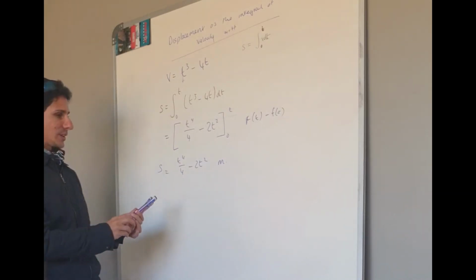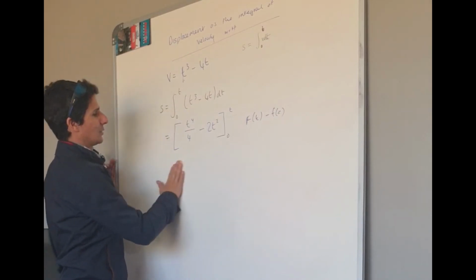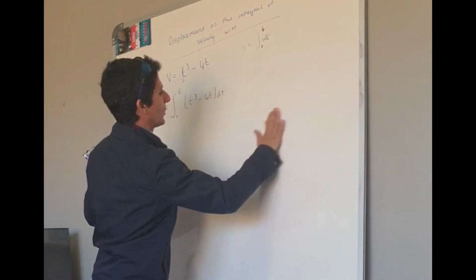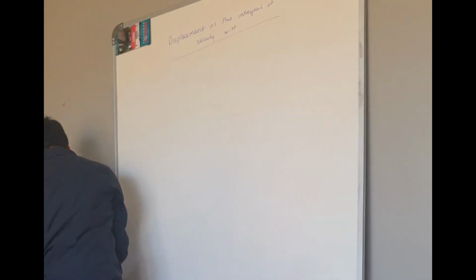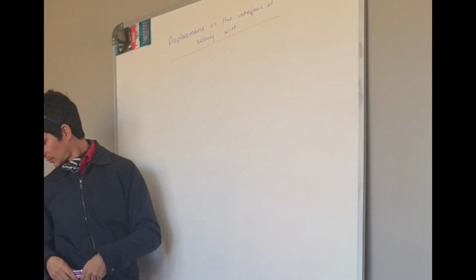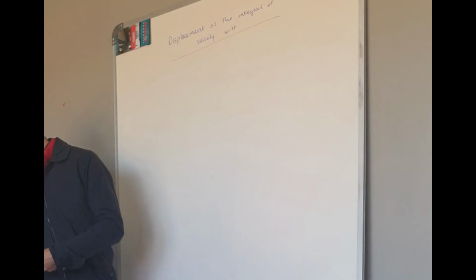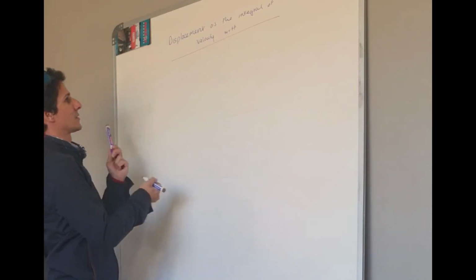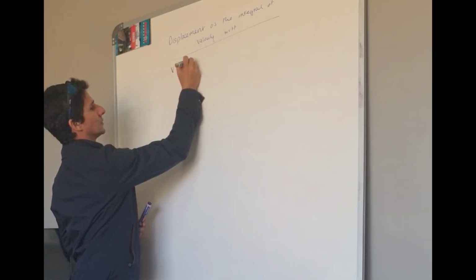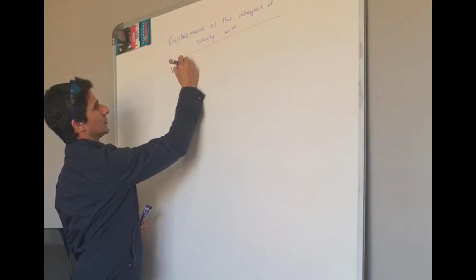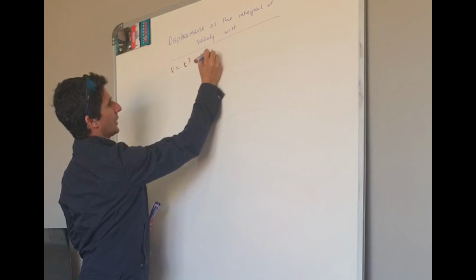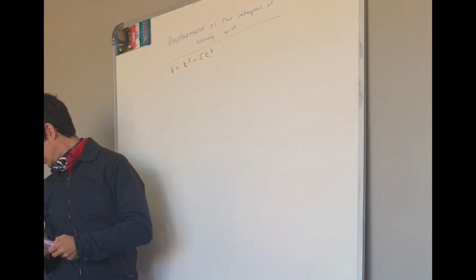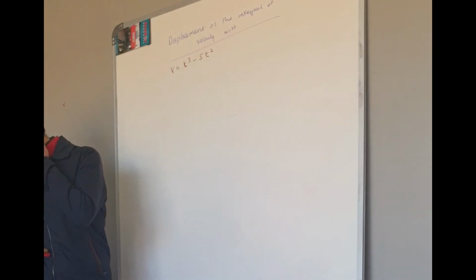Okay, let's have a look at the next one. Somebody read the question for me. This is a fun one. Okay. A particle moves in a straight line, so its velocity v at time t is given by v equals t cubed minus 5t squared. Okay. A, find the displacement of the particle after 5 seconds.